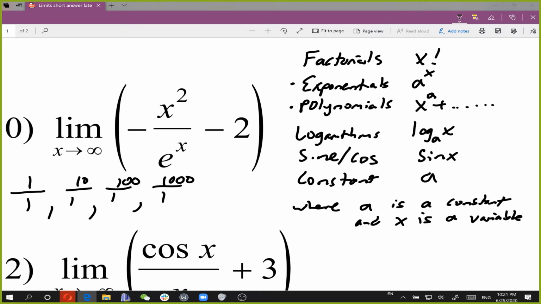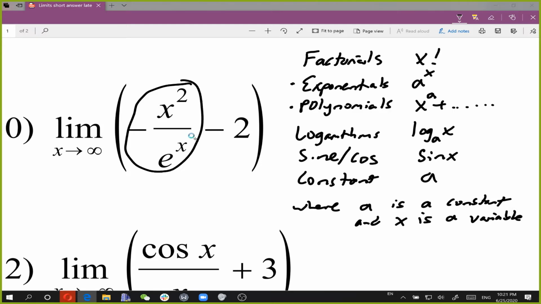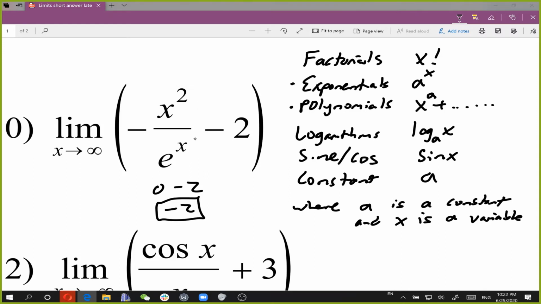I'll give us a couple more examples for this in a second. But let me finish this problem off before I leave it. Okay, so for this one, we said this whole fraction is approaching 0. So if this whole fraction approaches 0, then this is really 0 minus 2, which is negative 2. Okay, let me generate a couple more.